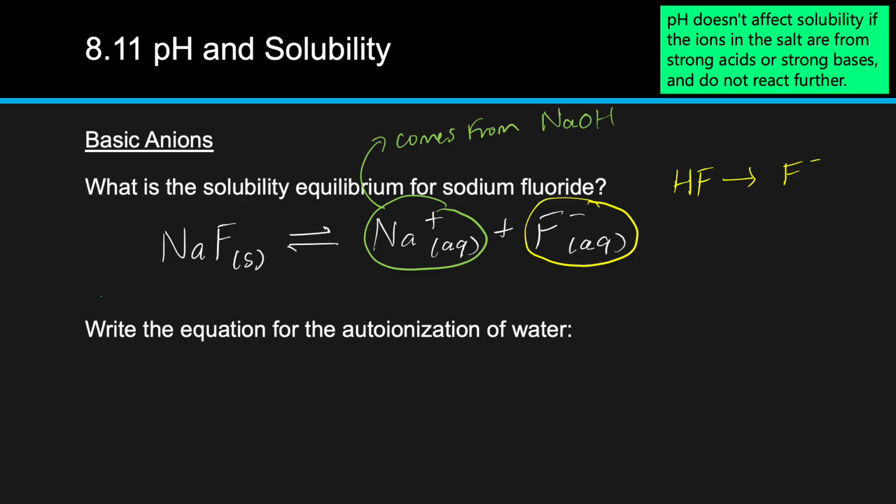So if we were to decrease the pH, meaning we're adding in H plus or H3O plus, that is going to react with F minus to form HF. And by doing that, we are decreasing the concentration of F minus, which is going to shift the equilibrium to the right, increasing the solubility of NaF.